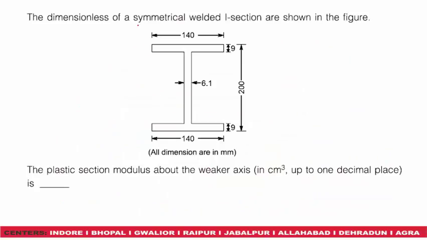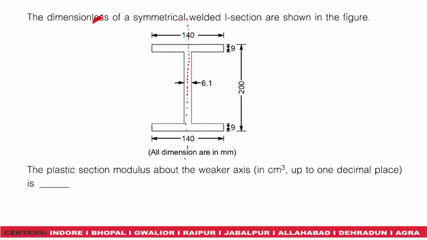The next question is, the dimensions of a symmetrical welded I section are shown in the figure. The plastic section modulus about the weaker axis in centimeter cube up to 1 decimal place is. Now in this case, this is the weaker axis because moment of inertia about this axis will be less.